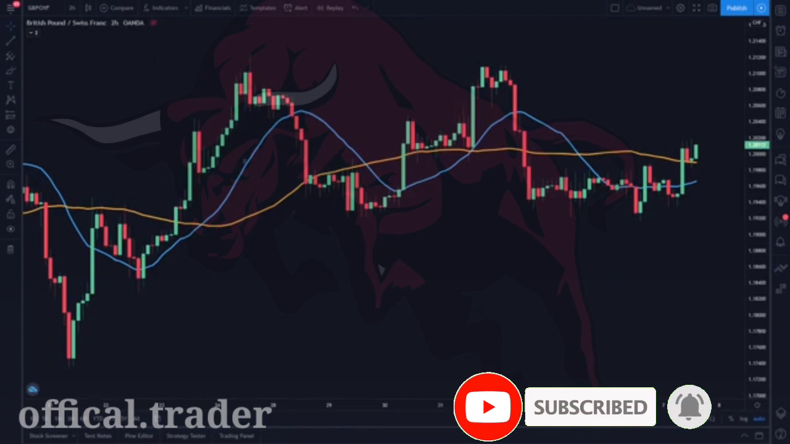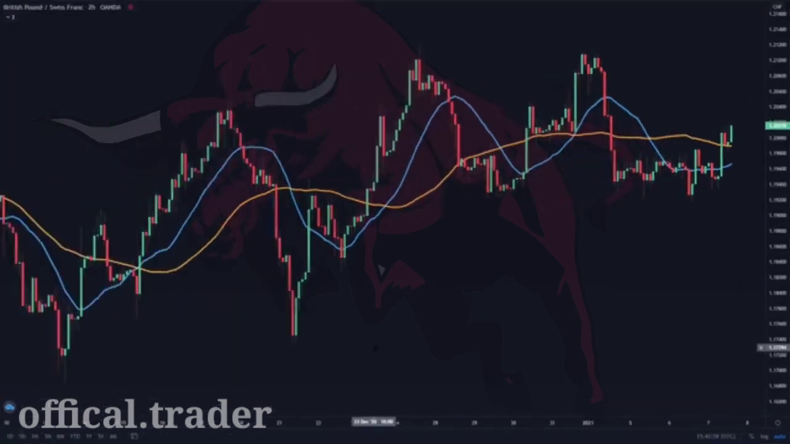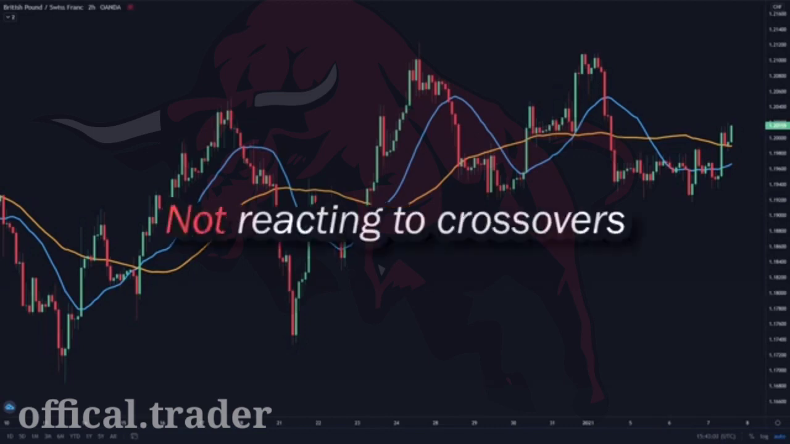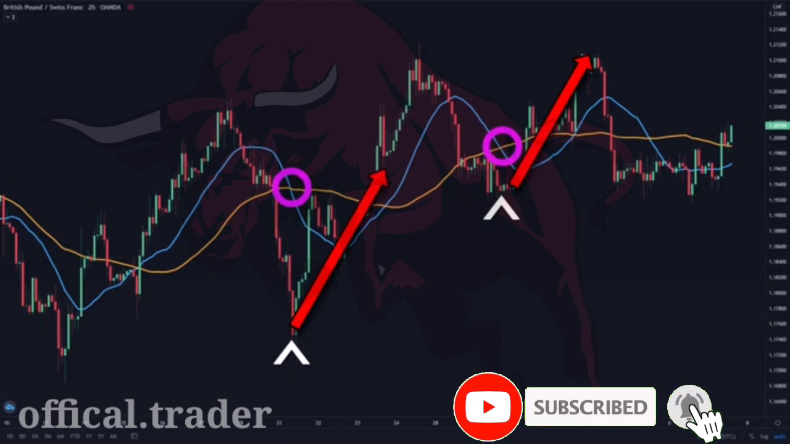Then, what I'm trying to look at is how the market is reacting to the moving average crossover. Let me show you what I mean. If you zoom out and look closely at the 20 and 50 period, you can see that the price tends to not react to the crossover. Here we can see that the moving average crosses over downwards. But instead of following the crossover and also heading downwards, the price instead reverses and heads back up.